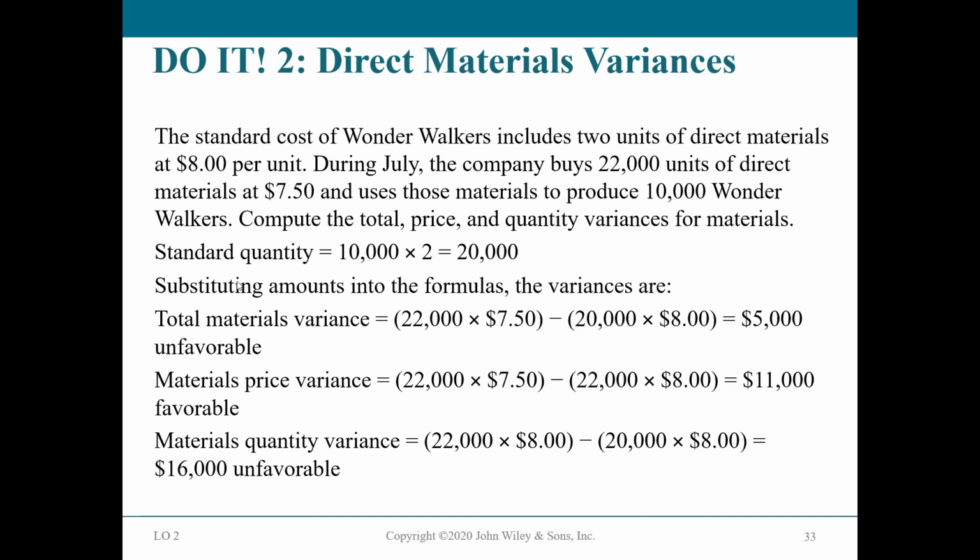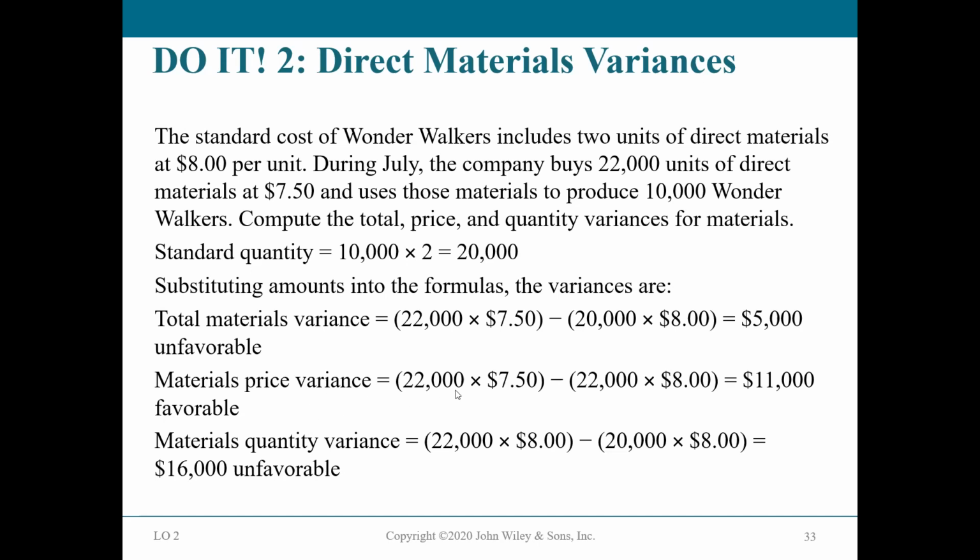So I'm thinking about our formulas earlier. Our total materials variance would be our total materials, actual 22,000 times the actual price, $7.50, less the standard at 20,000 times the standard at 8, equals 5,000 unfavorable. We actually spent more on materials. Now we want to break that down into price and quantity.